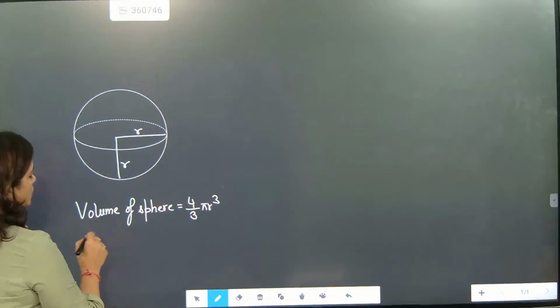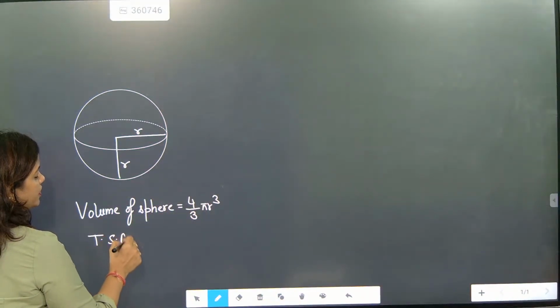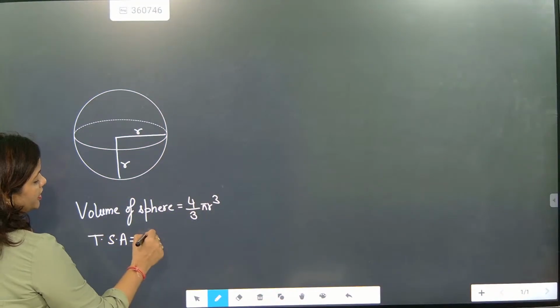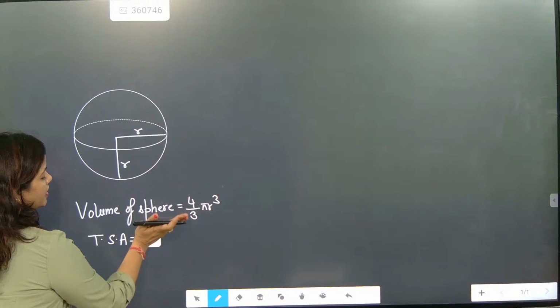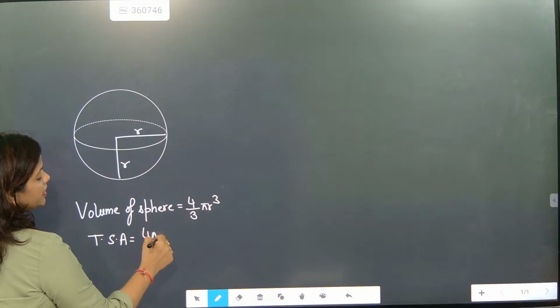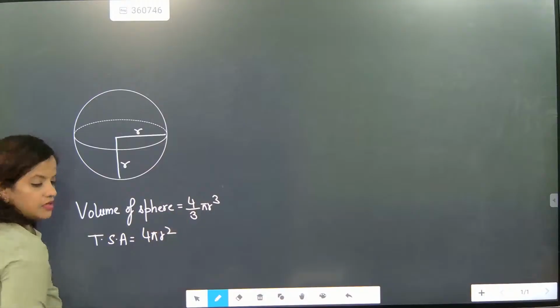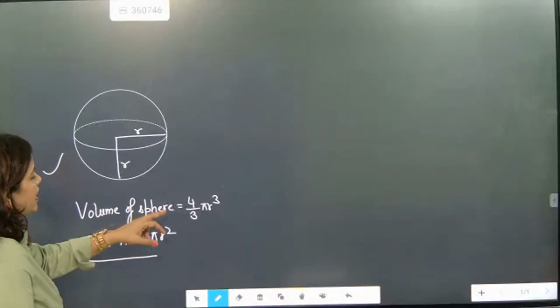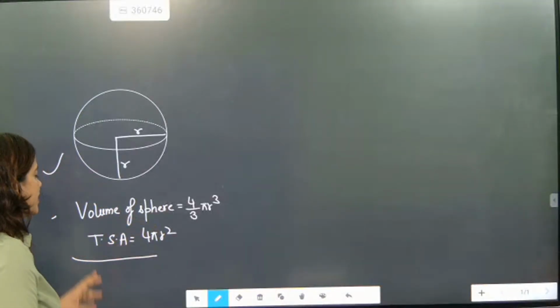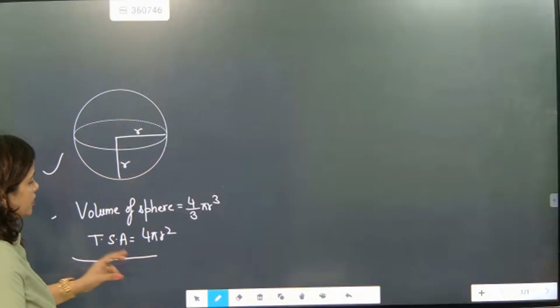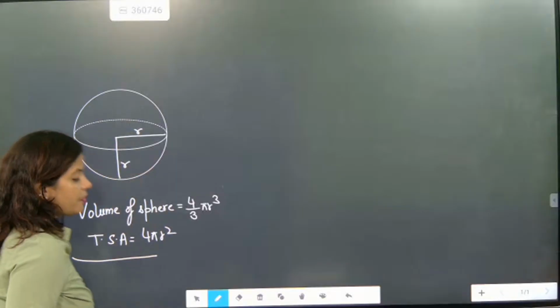Understood? Now beta, total surface area. Here the total surface area of sphere will become 4 pi r square. What is the total surface area? 4 pi r square. This is the total. Sphere has volume 4 by 3 pi r cube and total surface area of sphere will become, beta, 4 pi r square.